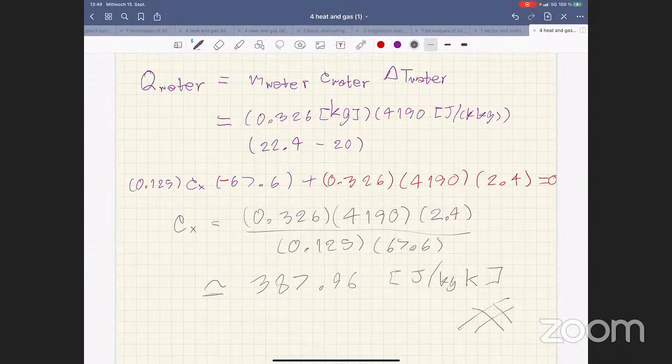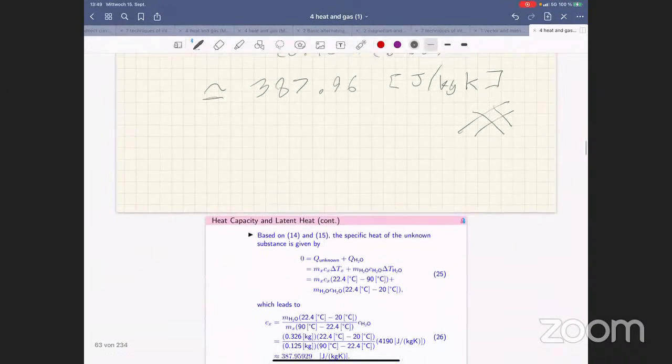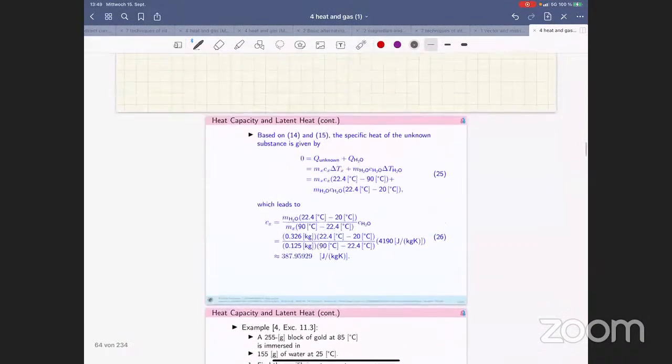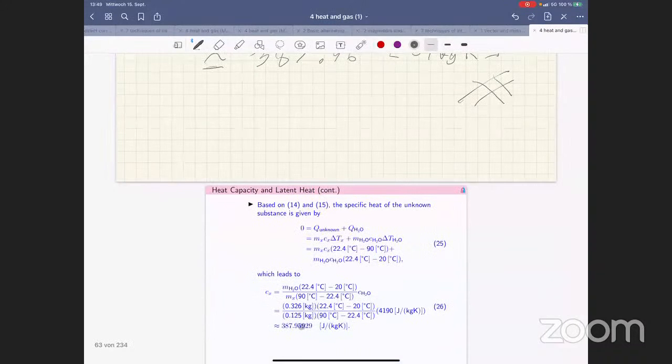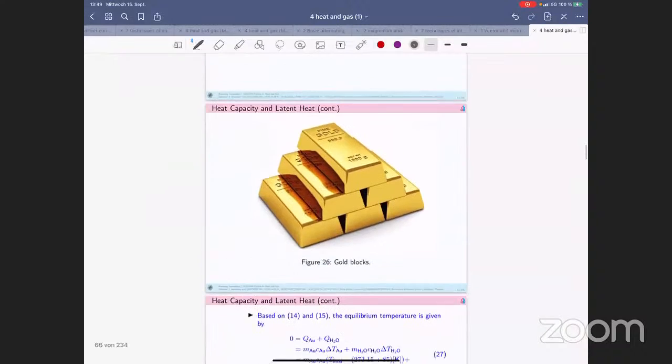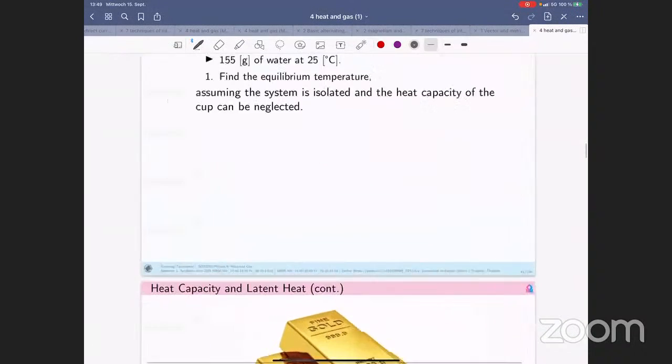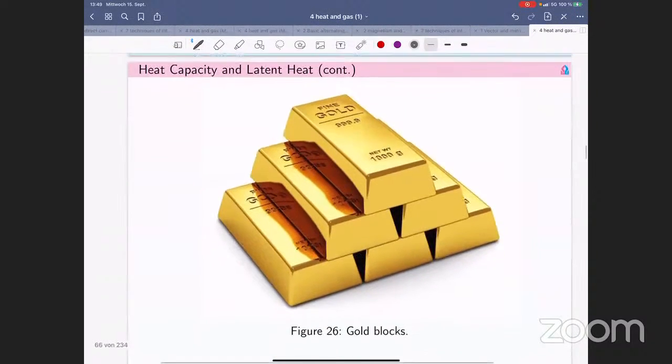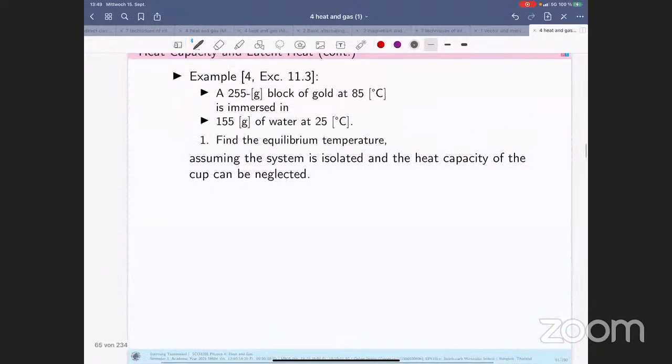Okay, I'm not sure whether it's correct. 387, right here. Okay, it's correct. Yeah, so we go ahead with our studies. We have the gold. Okay, this is the gold block, pieces of gold. But we take only one piece like that. 255 block of gold at 85 degrees, so it's quite high.